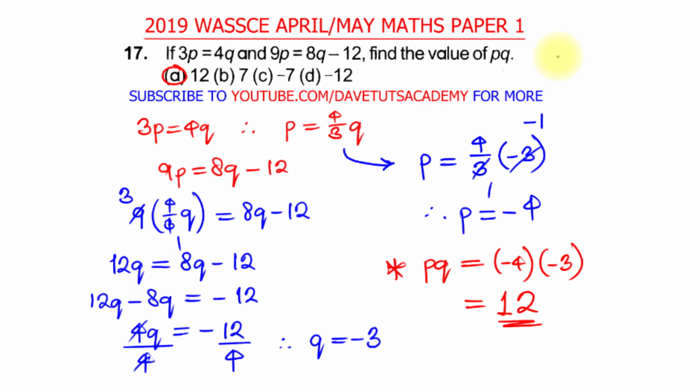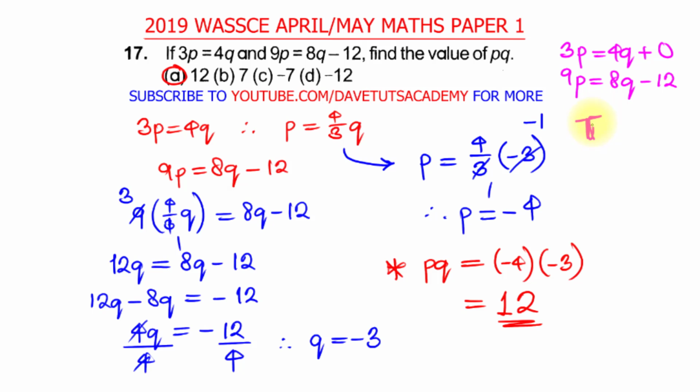Now, alternatively, you could have solved this as a set of simultaneous equations, in which in the first case you have 3p is equal to 4q, and in the second case you have 9p is equal to 8q minus 12. In the first case, you could have said this is plus 0 or minus 0, because plus 0 will not have any effect on it. This is a set of simultaneous equations that I can choose to solve with any method you like, whether substitution method or elimination method.